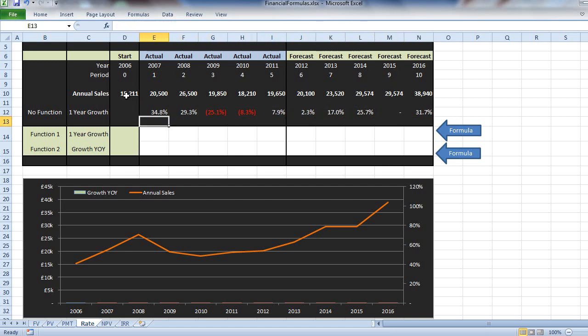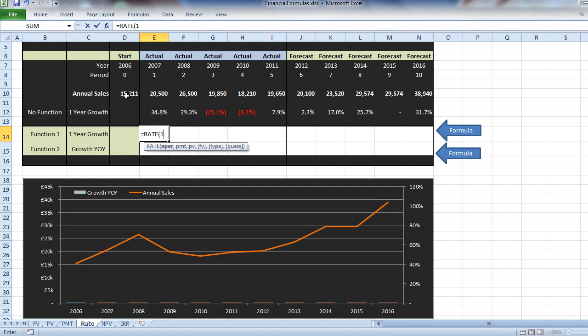However, the point of this video is to teach you about the rate formula or rate function. So to do that, you press equals and then RATE, open bracket, and then it tells you that you need to input NPER, or number of periods. Well, right now we're just calculating, as the years go by, the percentage change versus the last year. So we'll just take 1 because it's one period we're looking at.